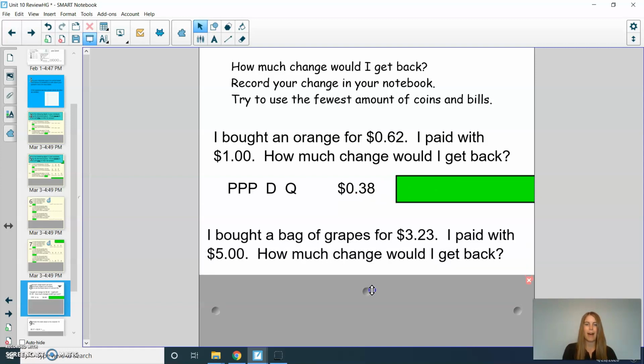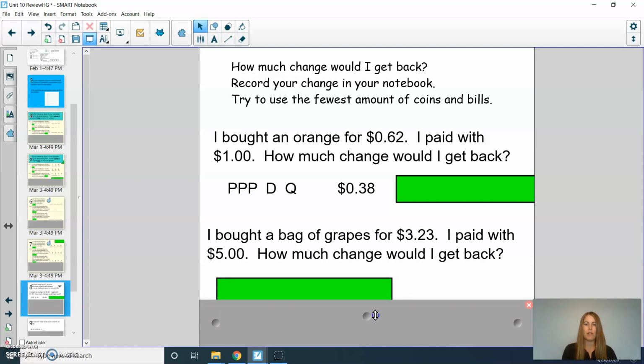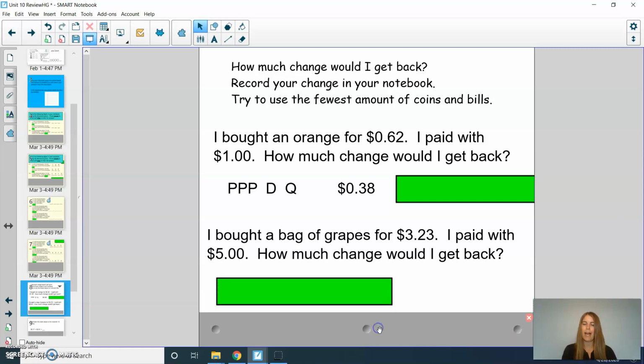This time I bought a bag of grapes for $3.23. I paid with $5. How much change would I get back? Press pause and then play when you're ready to hear the answer.